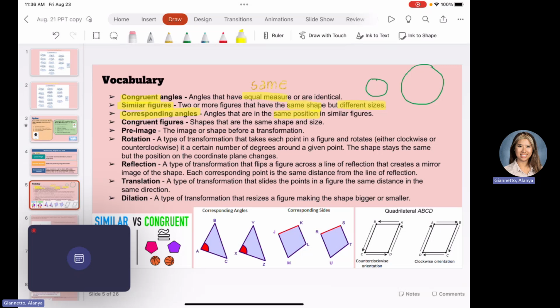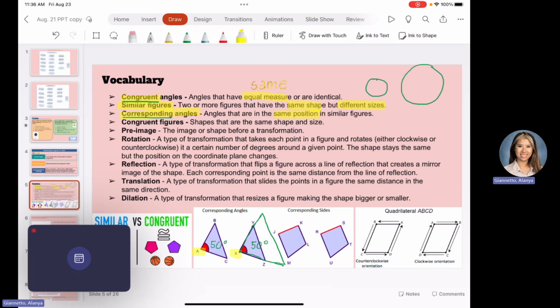Corresponding angles are angles that are in the same position in similar figures. So if we look at the bottom over here, we have a picture of the corresponding angles A and X. As you can see, they're in the same position. So these figures look congruent. They look to be about the same size. But if I were to extend this a little bit to make it a bigger triangle, then A and X would still be corresponding, and we know that corresponding angles are congruent, right? So if X is 50 degrees, we know that A would also be 50 degrees.